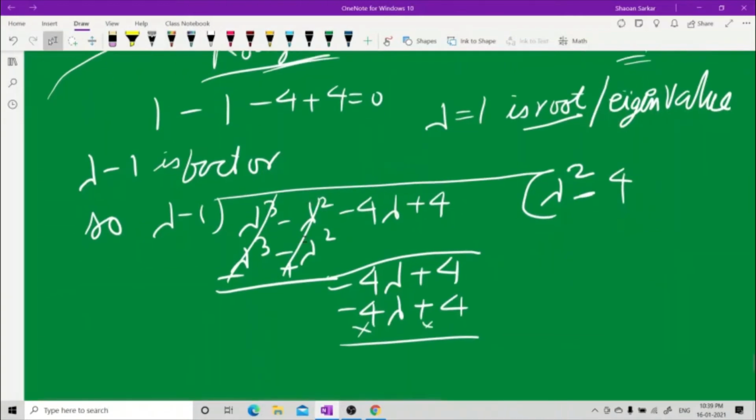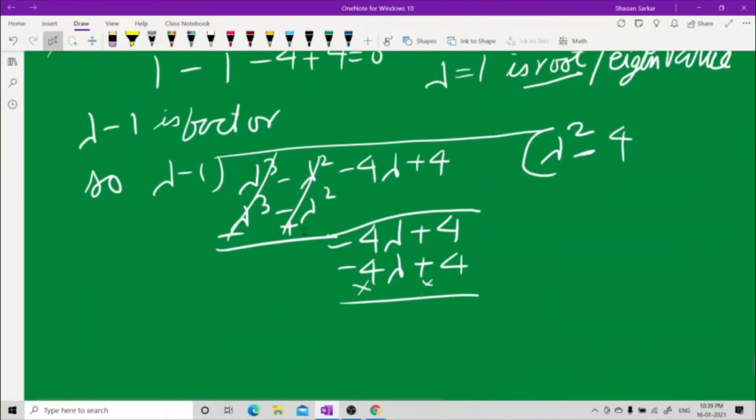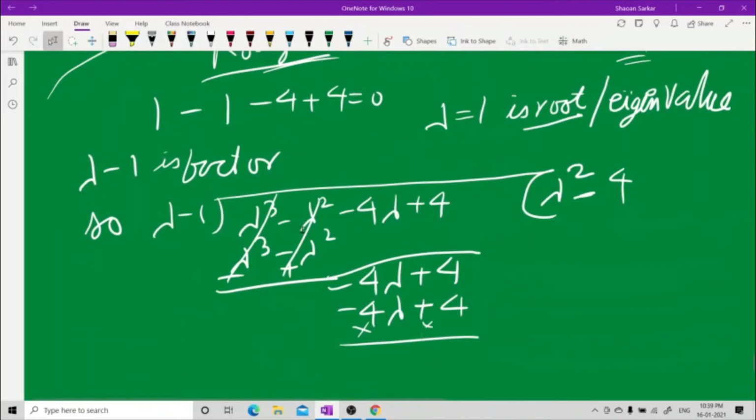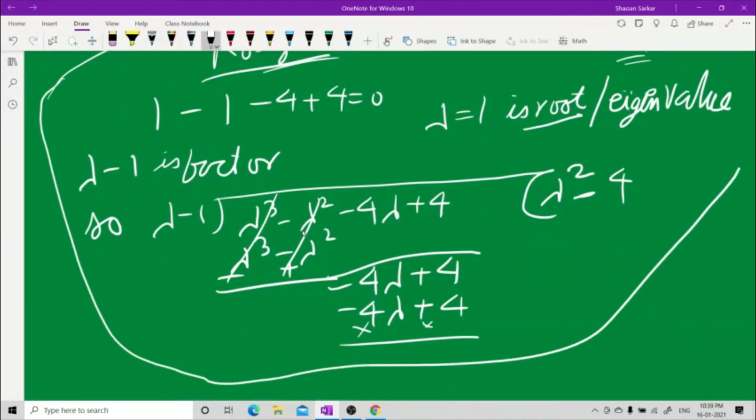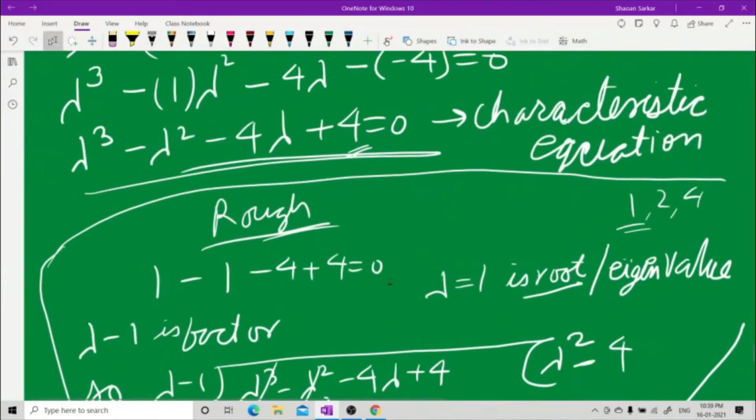This was the rough work, all the rough work that I did to find the factors for this equation. But let me close down the rough work. And then what I will do is this.